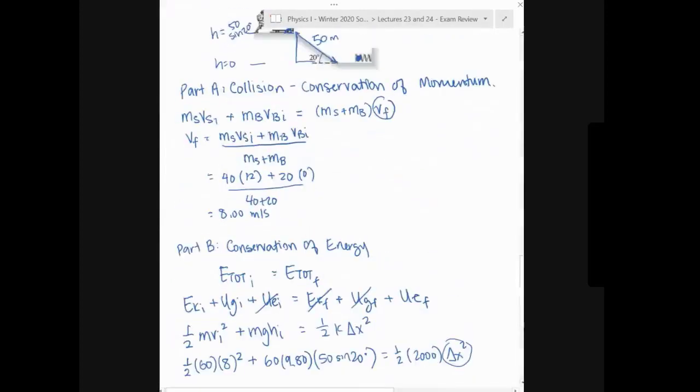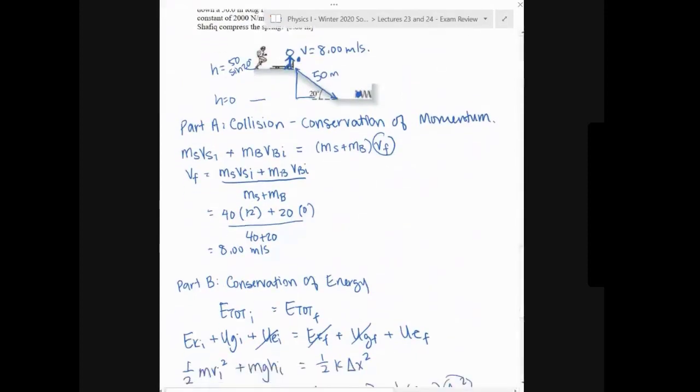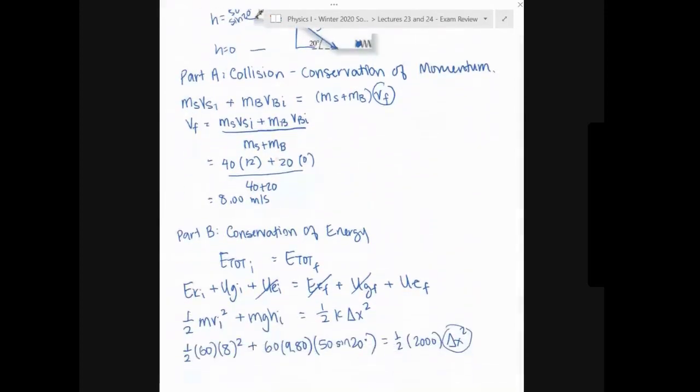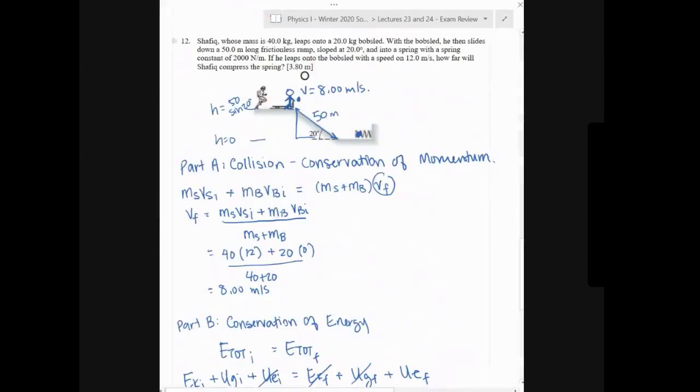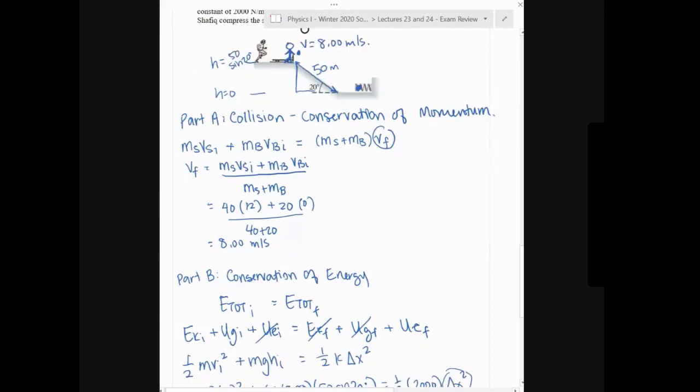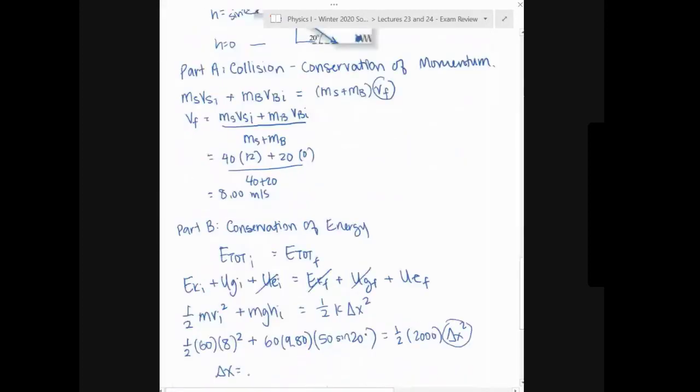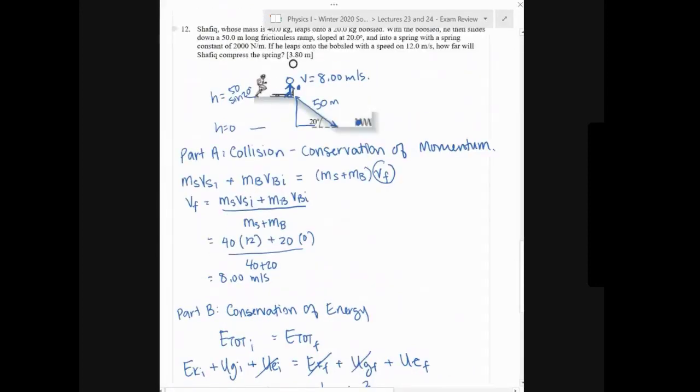I got a different answer than what's up above here, so I'm just going to recheck my numbers again. I'm going to type them up again. I got 3.46. Yeah, that's what I got. So I think there was just a mistake here. 3.46, yeah. So delta X equals 3.46 meters. I'll just change that here.